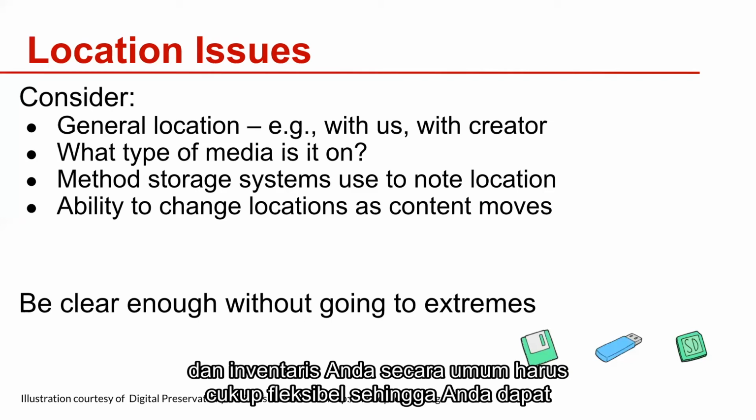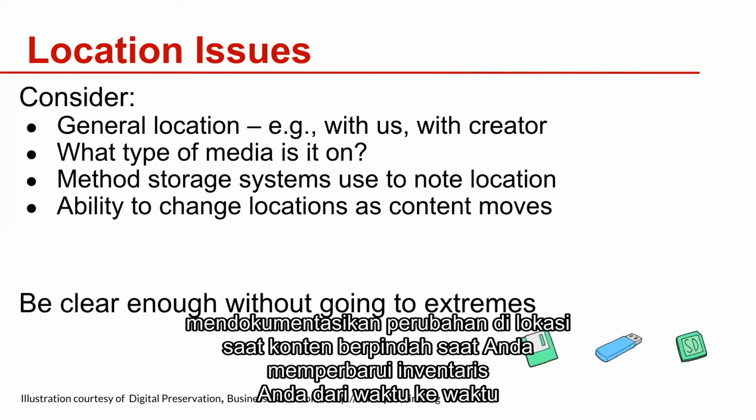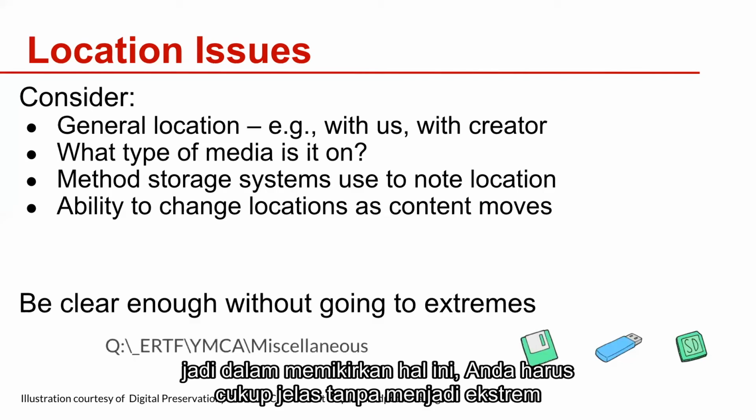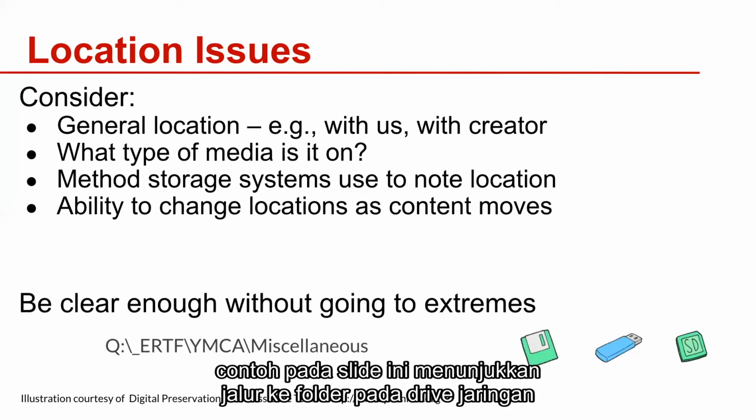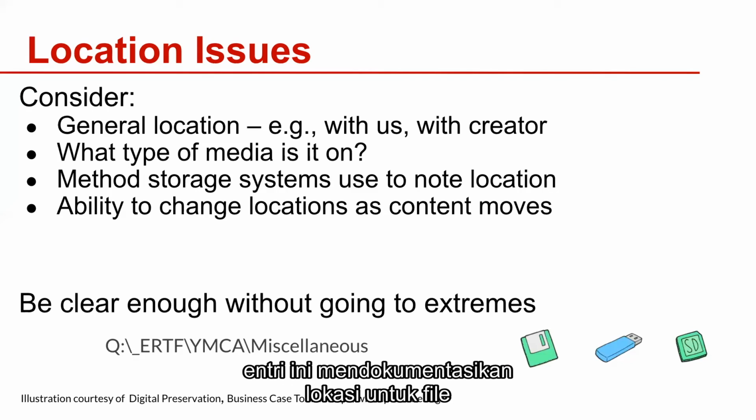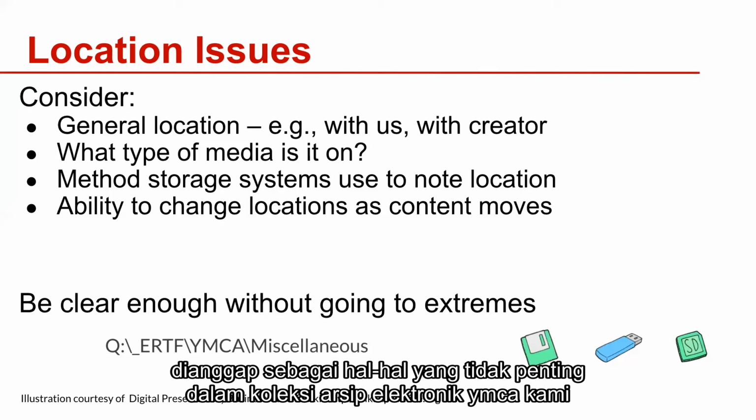And your inventory in general should be flexible enough so that you can document changes in the location as the content moves, as you update your inventory over time. So in thinking about this, you want to be clear enough without going into extremes. The example on the slide here shows a path to a folder on a network drive. This entry is documenting the location for files considered to be miscellaneous within the YMCA collection of our electronic records archive.